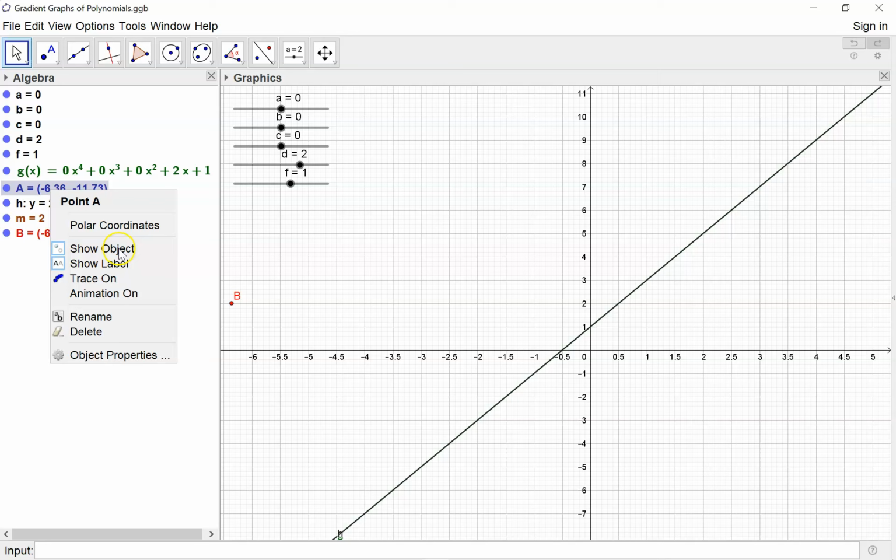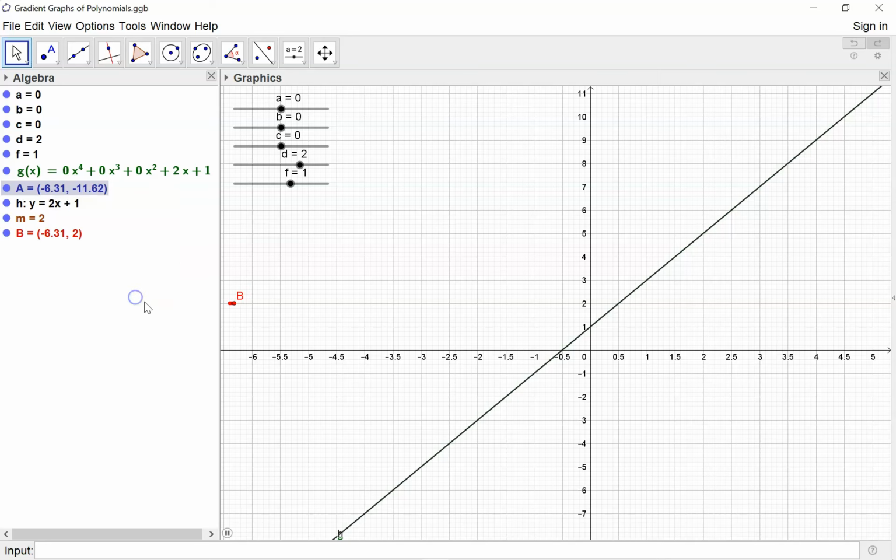So therefore, if I animate this point B again, you see this is plotting the gradient. If you see any point that we've got on this line, the gradient on the line y equals 2x is always 2. So therefore, when you draw the gradient function, the gradient graph, it's going to be a horizontal line along 2. So the gradient function is going to be y equals 2, representing that the gradient on this function is always 2.